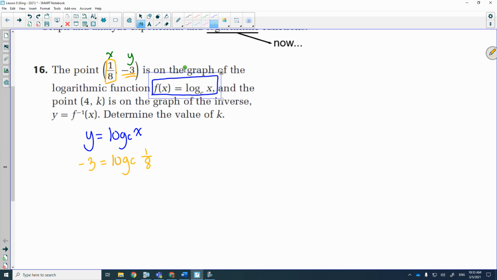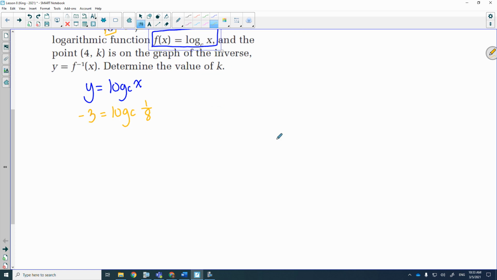If you write it like this, you could get out of log form to figure out what c is. How do you get out of log form? We got to turn it into exponential form. So you would say c to the power of -3 is equal to 1/8.